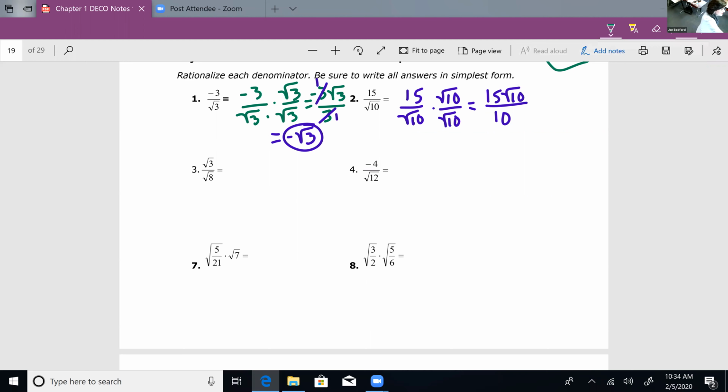But 5 goes into 15 3 times, and 5 goes into 10 2 times. So this cleans up to be 3 square roots of 10 over 2. Simplified answer.